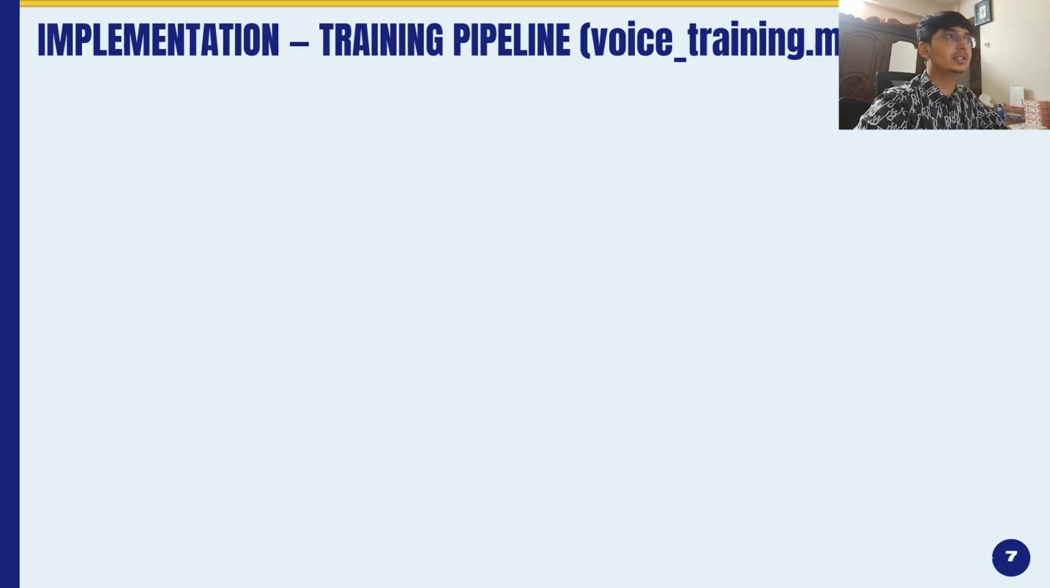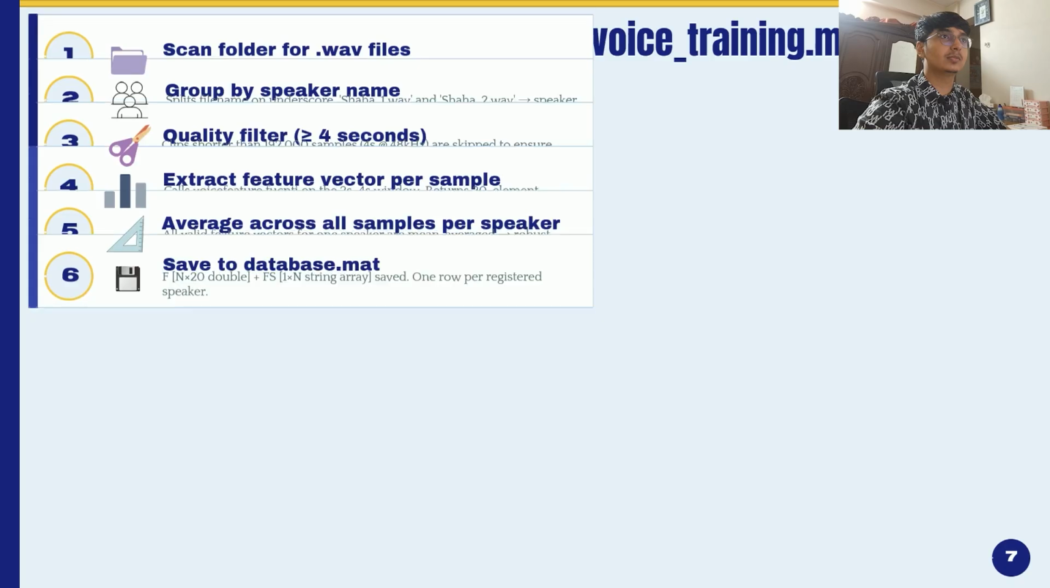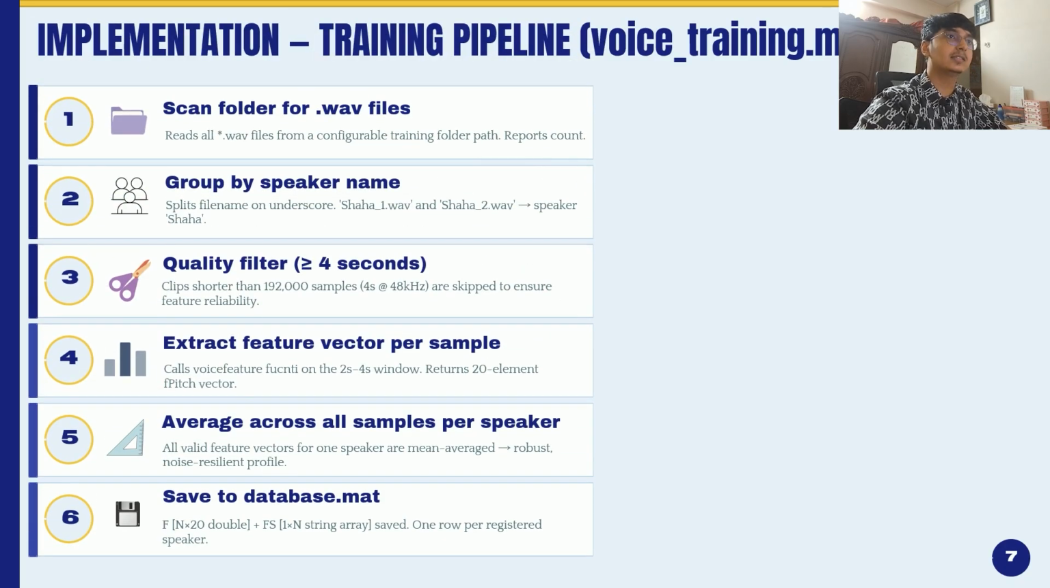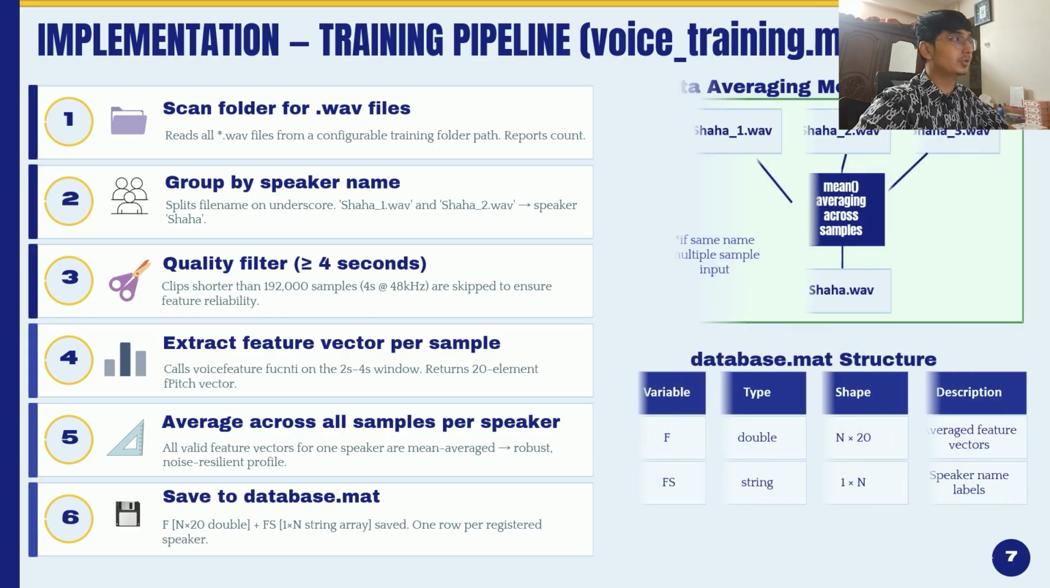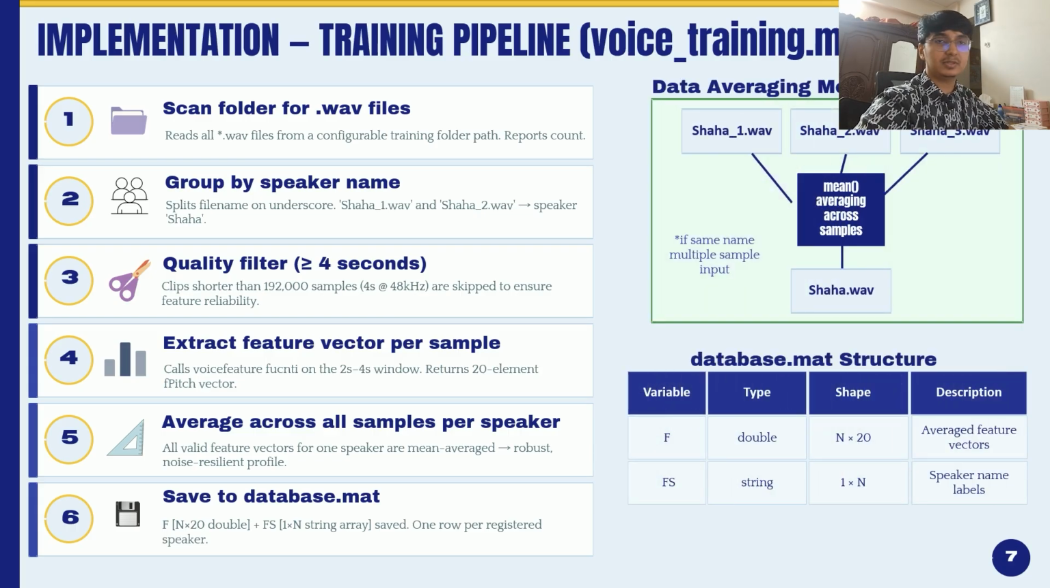So if we look into the training pipeline implementation, our training pipeline is able to scan folders for WAV files. It groups by speaker names, and if we have an audio clip less than 4 seconds, we discard it, because such a short audio clip becomes unreliable. Then we extract the feature vectors, or the corresponding features that we need, and store them into a database. Our model is also able to average multiple samples having similar names, and the averaged data is stored in the database.